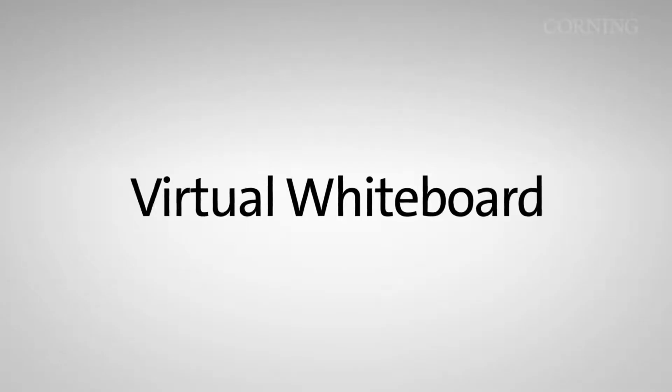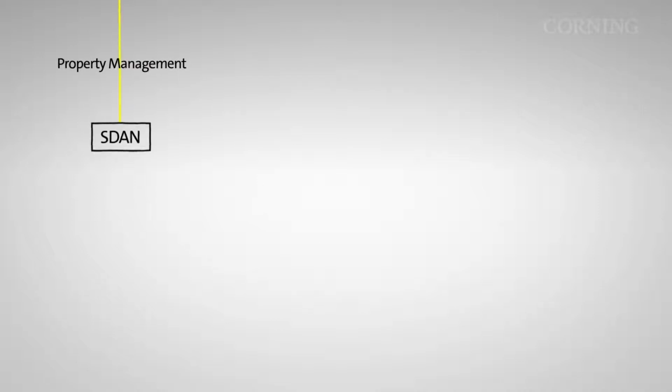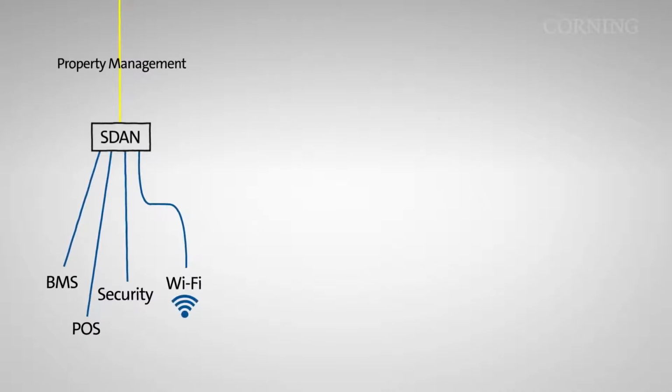Now let's draw this out from a topology standpoint. For our property management, we're going to have distributed software-defined access nodes, or ONTs, which are serving the point of sale systems and the property management system. It will serve Wi-Fi and security cameras. These are in zone locations on the first floor. We also have the conference room locations.